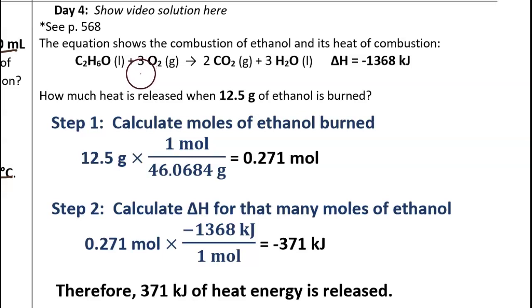With those coefficients, the equation now reads 1 mole of ethanol plus 3 moles of oxygen produce 2 moles of carbon dioxide plus 3 moles of water. And when you think of those coefficients as how many moles are reacting, then this number over here represents how much energy is released per mole. The question is, how much heat is released when 12.5 grams of ethanol is burned?